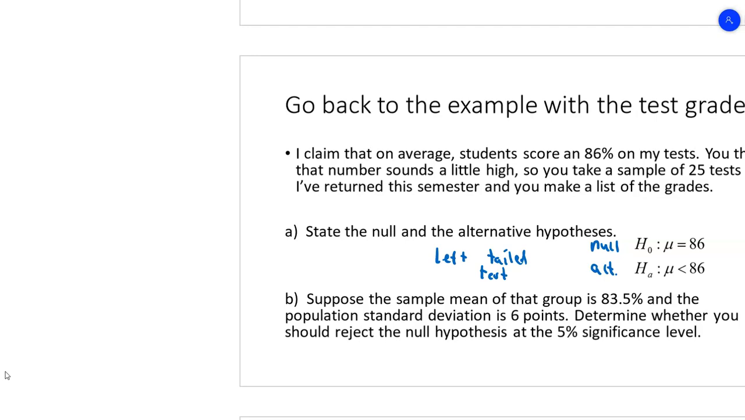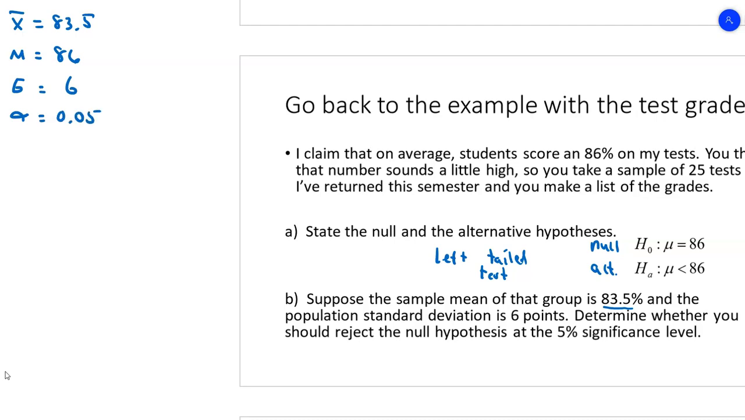So from that sample, I calculate the average test score as 83.5%. So I can start making a list of things that I know. The sample mean is 83.5. The null hypothesis mean is 86. Somehow you found out from me that the standard deviation for my tests is 6 points. I want to know if I should reject the null at the 5% significance level.